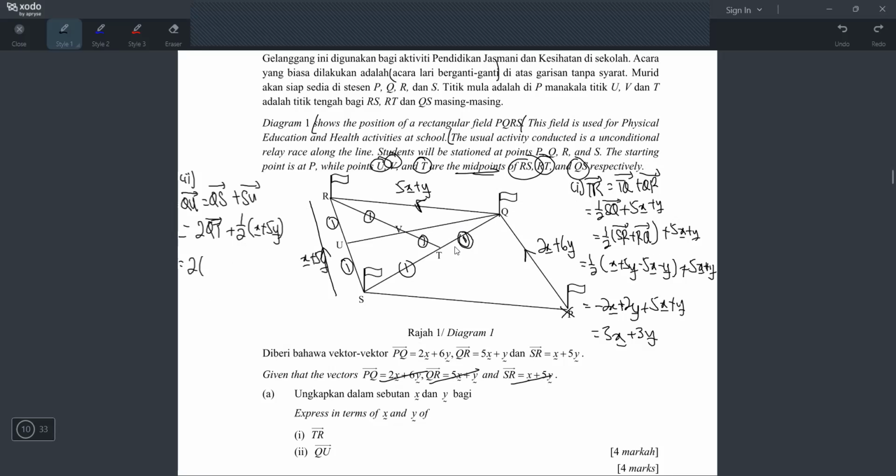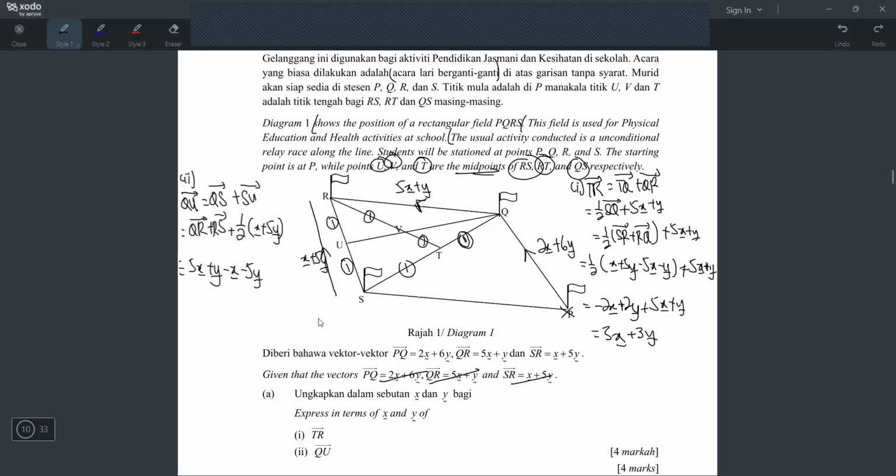So to get the QT, wait, let me think. Actually, I don't have to do it like that. This is so troublesome. Actually, there's a better way to do it. If you want to find QS, you don't have to take 2 times QT, because QS is just what? It's just QR plus RS, which means the QS I'll straight away just write like that, right? It's much easier if you do it like this. And then QR vector is just 5x plus y. And then the RS vector will be negative x minus 5y. Because this one, x plus 5y, is the SR vector.